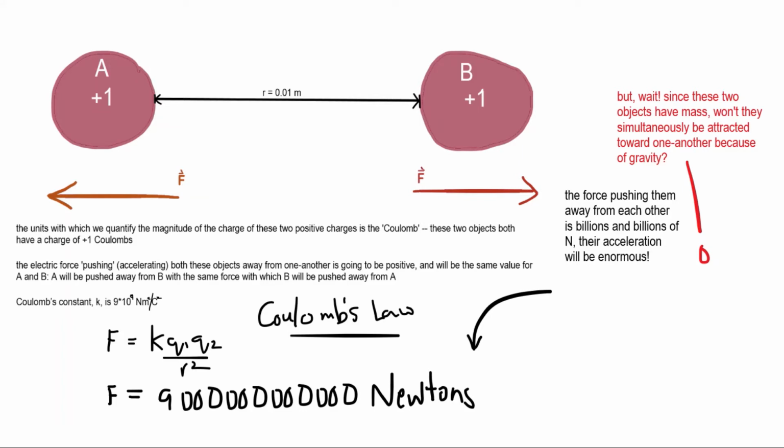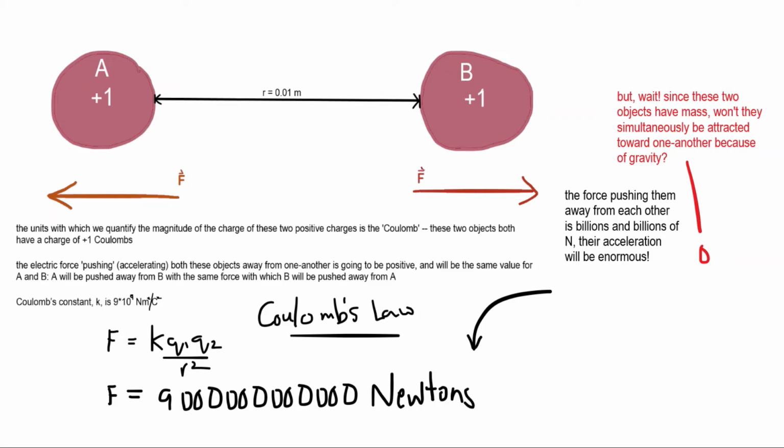Let us play around with this law and calculate the electric force between two oppositely charged ball-shaped objects, A and B. A has a charge of 1 and B has a charge of 1. What are the units of their charge? Well, charge is measured in coulombs. The distance separating A and B is 0.01 meters. The value for Coulomb's constant, k, is 9 times 10 to the power 9 newton meters squared over coulombs squared.